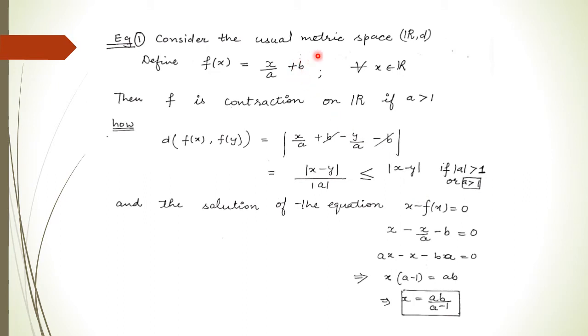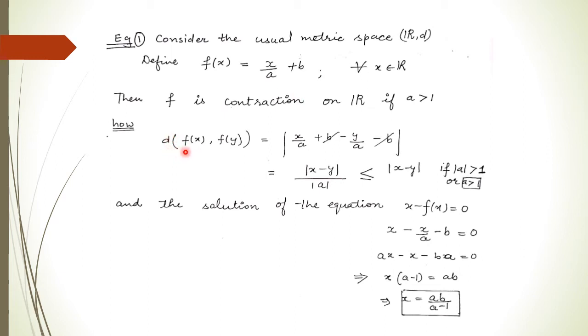Now consider a usual metric space. Suppose R is the set of real numbers and d is defined as mod of x minus y, where x and y are members of R. If we define a mapping f from R to R as f(x) = x/a + b, where a and b are any constants and x is any real number, then this f is a contraction on R if a is strictly greater than 1. For contraction, what we need to show is the star inequality, right?